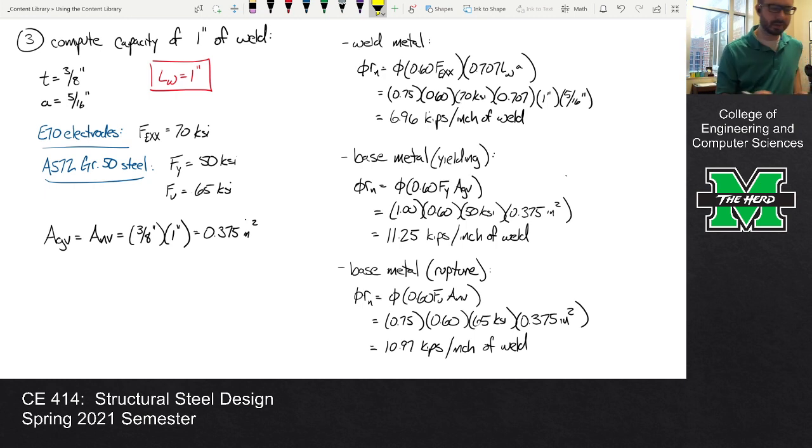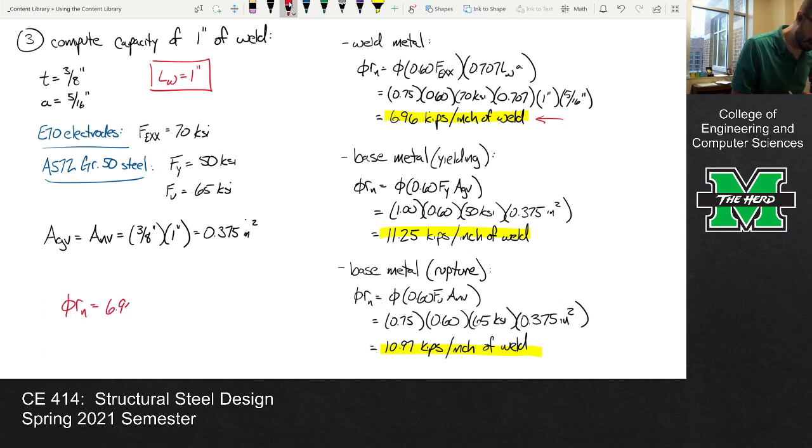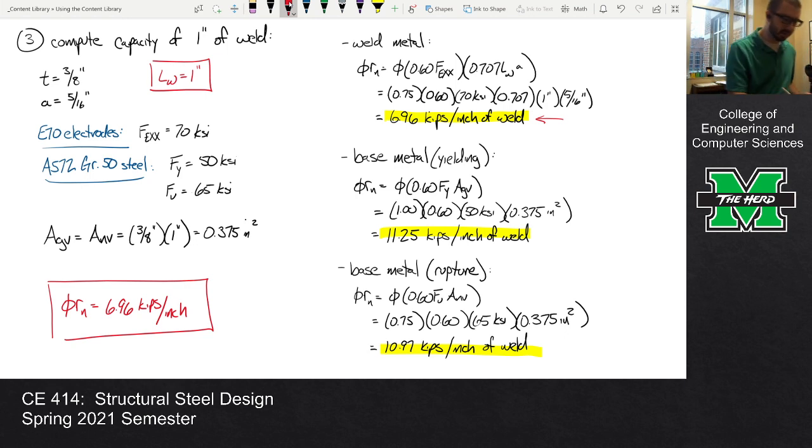Okay, so we've got three values. We've got that, that, and that. So of these, we take the worst case scenario, which in this case is going to be this one, right? Lowest capacity. It's like the same thing with bolts. Remember how we had the shear capacity of a single bolt and the slip capacity of a single bolt. And when we did slip critical connections, we took the smallest of the two. Same thing here. So phi Rn is 6.96 kips per inch. Right? Pretty simple.